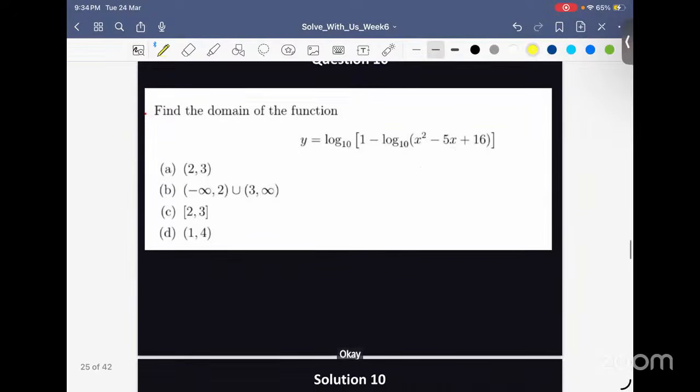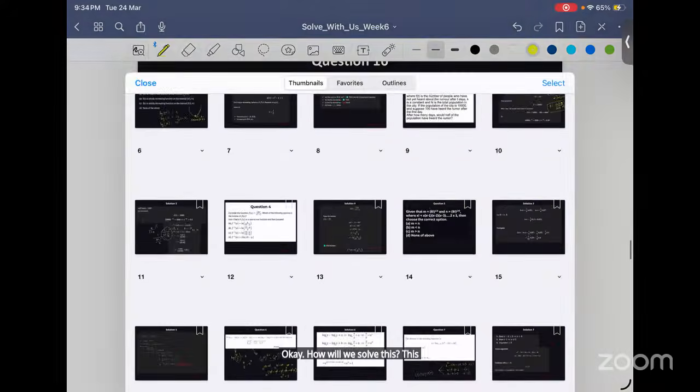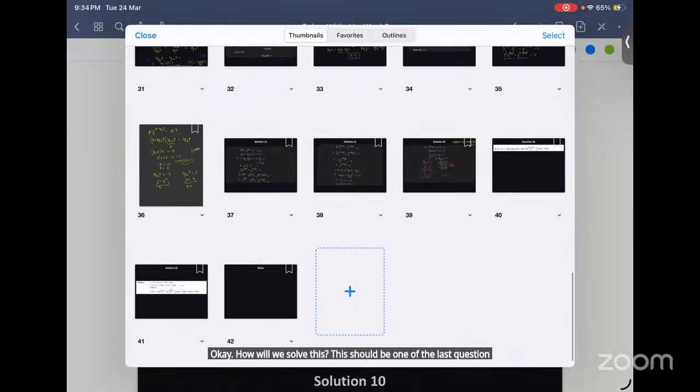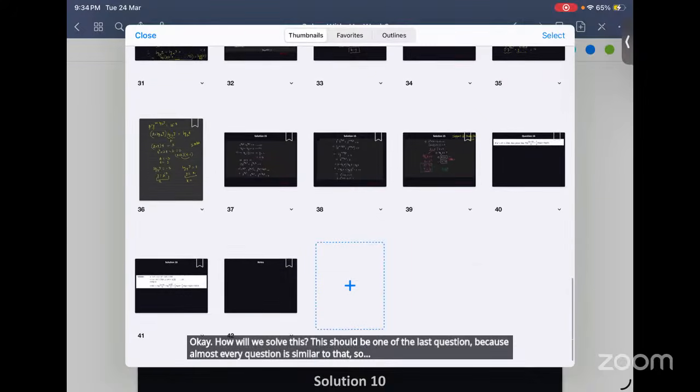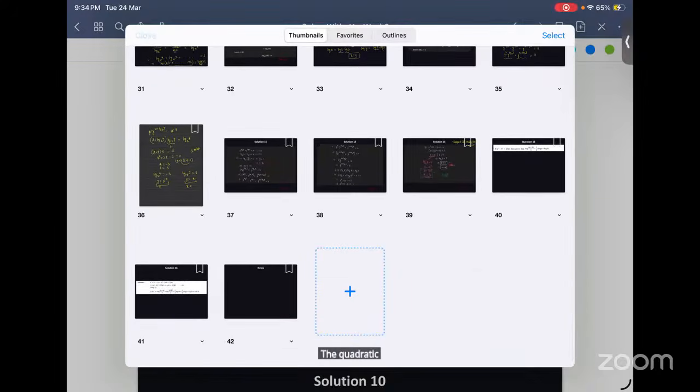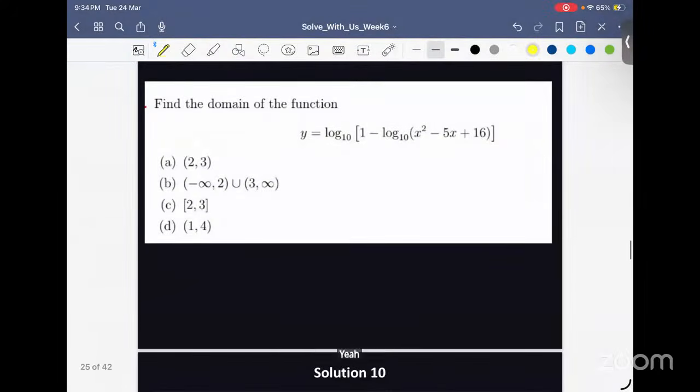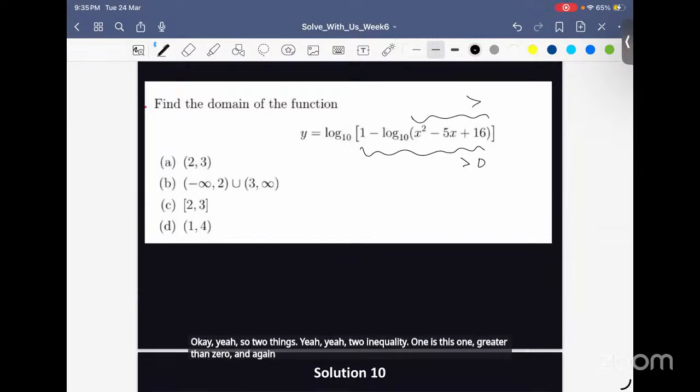Okay. How will we solve this? This should be one of the last questions because almost every question is similar to that. So the quadratic argument would be positive, this greater than 0. You can have two inequalities. Also, the 1 minus that would also be positive. So two inequalities we will solve first. One is this one greater than 0, and again this one greater than 0.